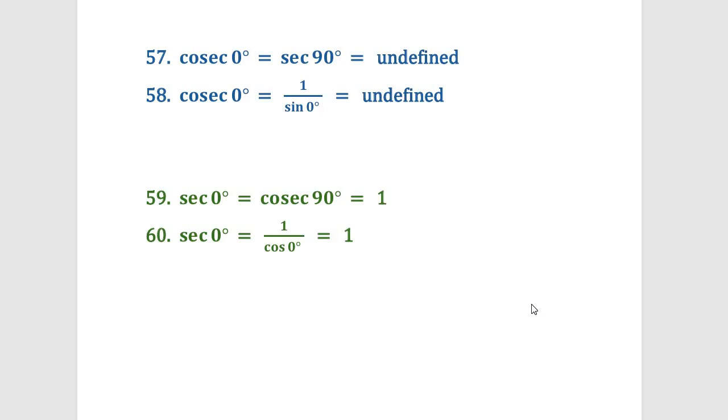This is the ratios for 0 degree, 30 degree, 45 degree, 60 degree and 90 degree.